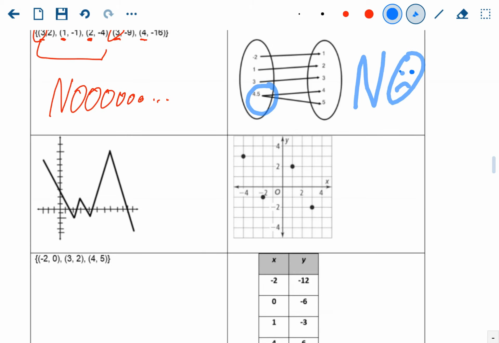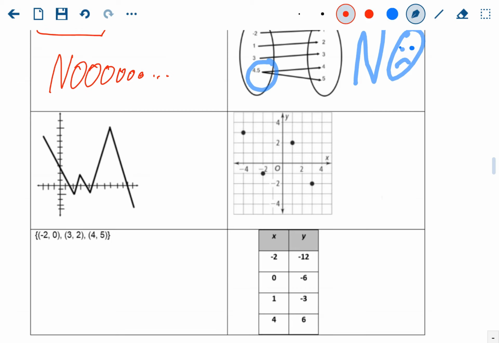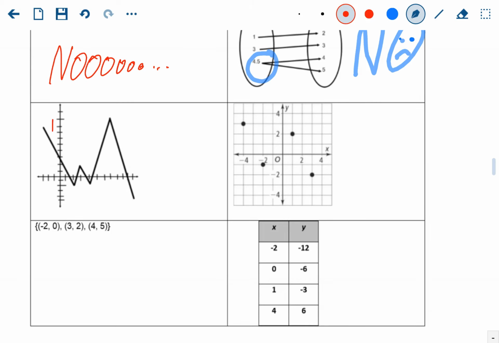The graphs. The graphs have to pass the vertical line test. So draw some vertical lines. Is there anywhere on this graph where I could draw a vertical line that's going to cross the graph in more than one spot? And the answer is no. All of these lines cross only once. Which means that, yes, this is a function.